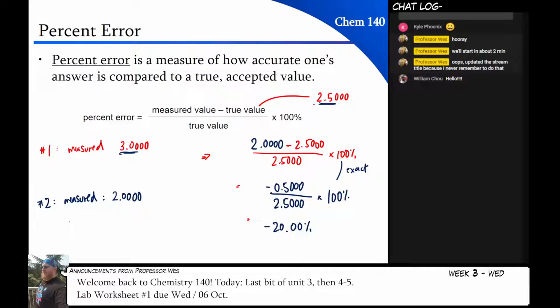So if you get a negative percent error, that means that your measured answer is smaller than the true value. But if you get a positive, then the measured is bigger.